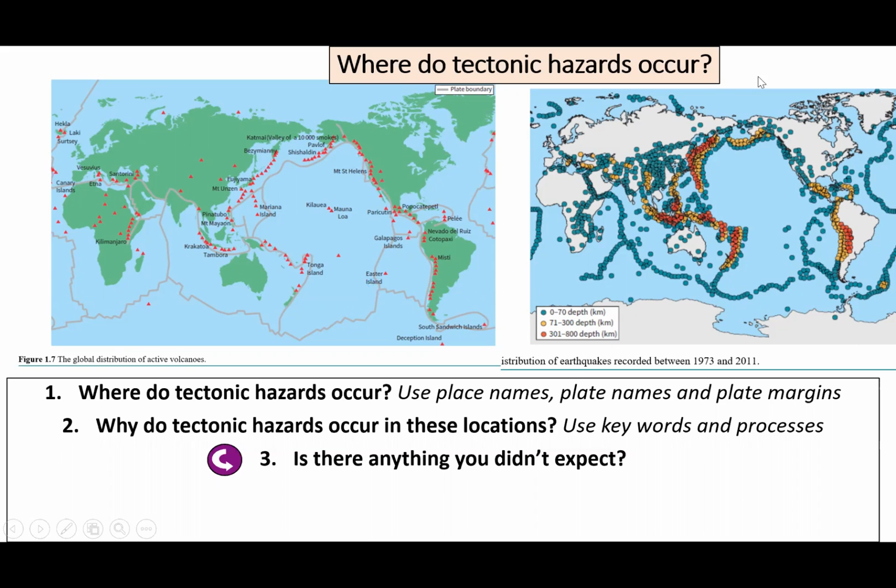Well, there's one thing that would probably pop out to you, and that is these volcanoes in the middle of a plate. So the islands of Hawaii, they are not on a plate margin, they're in the middle of a plate, and it's because the mantle is particularly hot there, so it literally melts the surface, melts the crust.